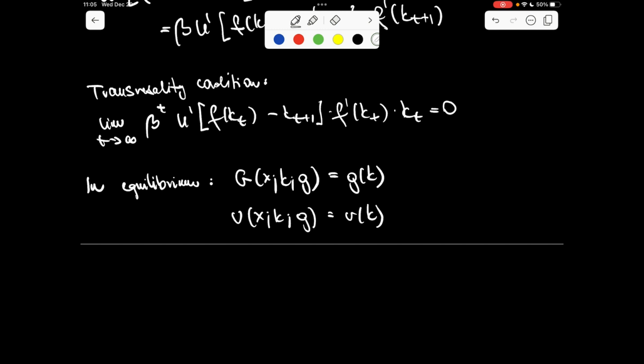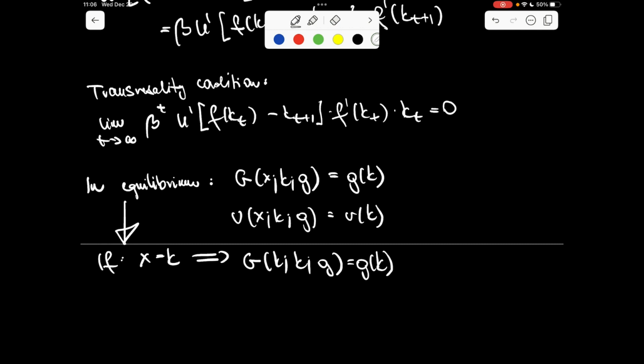Which means that if we are in equilibrium, we have that, so this is what we mean by equilibrium. If the individual's capital stock is the same as the capital stock of all other agents, we have the same solutions, and this is what we were supposed to show. So we are done.